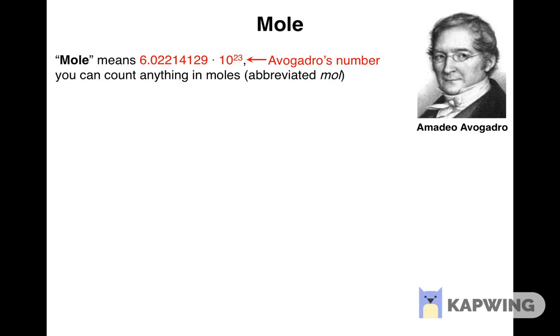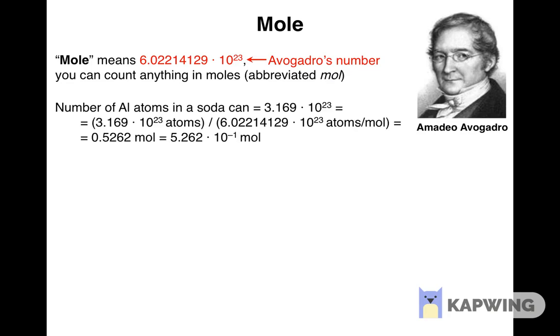3.169 times 10 to the 23rd power aluminum atoms then is 3.169 times 10 to the 23rd power atoms divided by the number of atoms to a mole, Avogadro's number, and that turns out to give us 0.5262 moles of atoms. Or, in scientific notation, 5.262 times 10 to the minus first power moles of atoms.